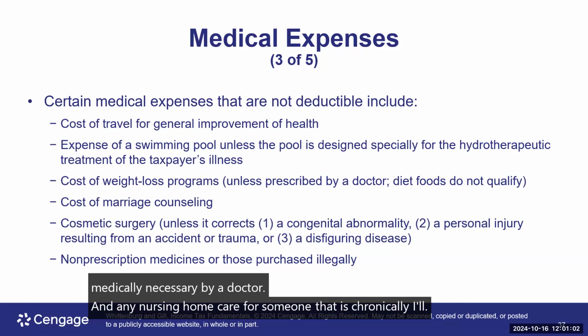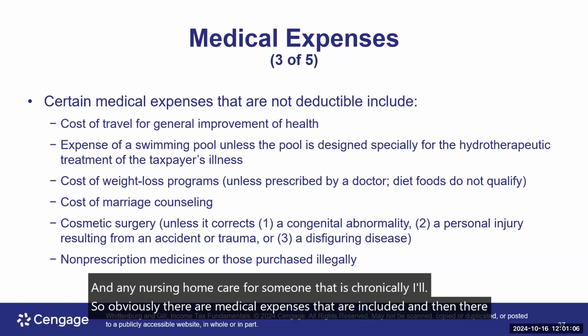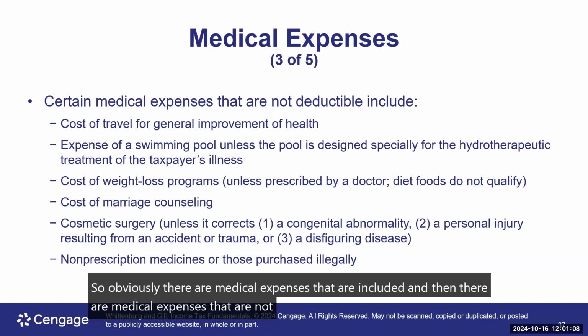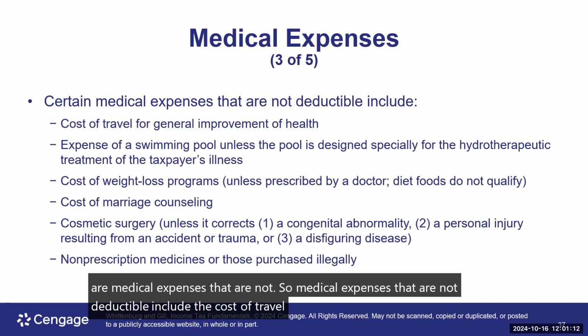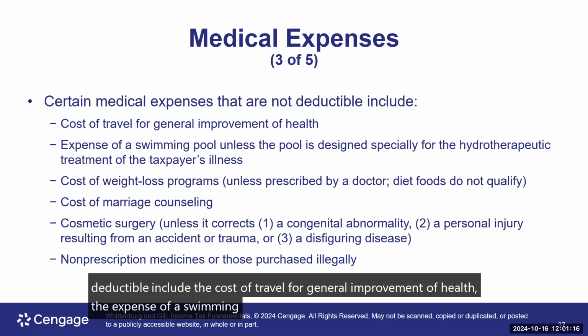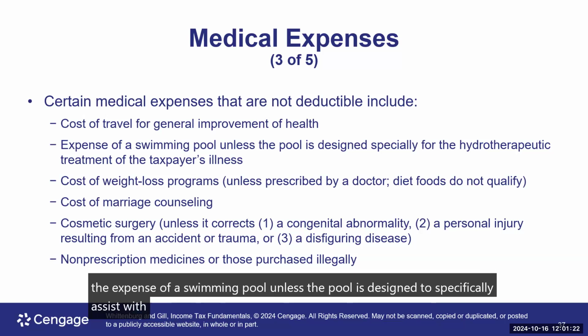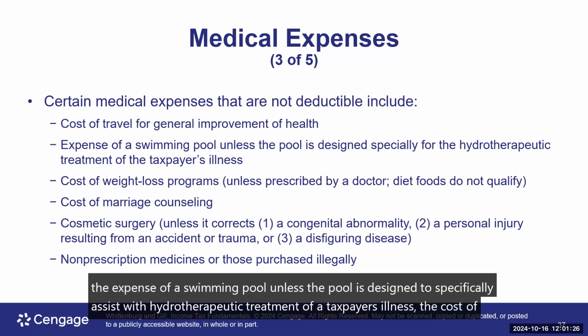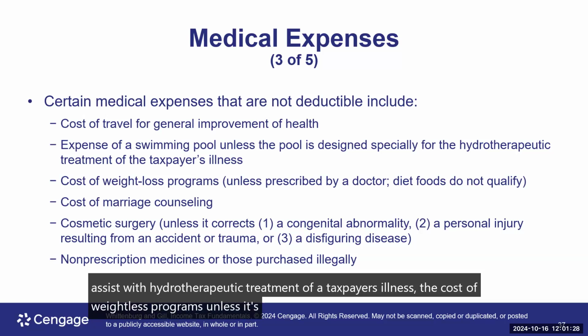So obviously there are medical expenses that are included, and then there are medical expenses that are not. So medical expenses that are not deductible include the cost of travel for general improvement of health, the expense of a swimming pool unless the pool is designed to specifically assist with hydrotherapeutic treatment of a taxpayer's illness, the cost of weight loss programs unless it's prescribed by a doctor. Diet foods do not qualify.